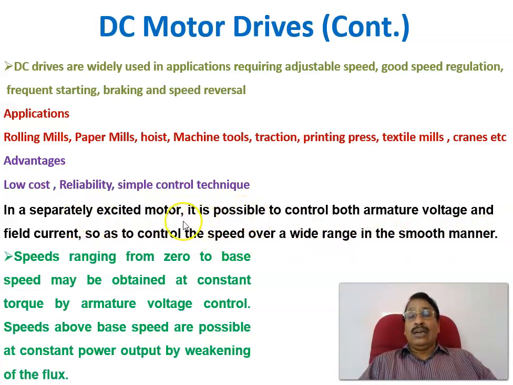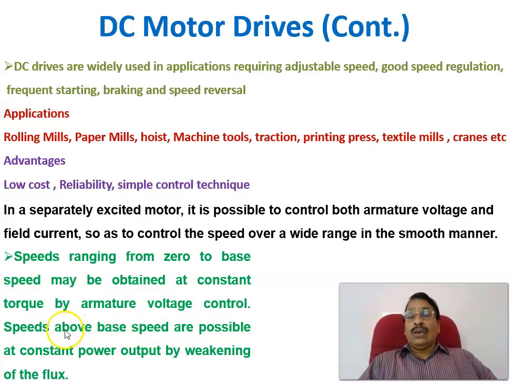We can control the armature voltage. Similarly, the field current, independently you can control both. Therefore, the speeds ranging from 0 to base speed may be obtained at constant torque by armature voltage control. If you control the armature voltage, you can get a speed below the base speed. And if you want to have a speed above the base speed, meaning the speed corresponding to the rated voltage, that's called the base speed.